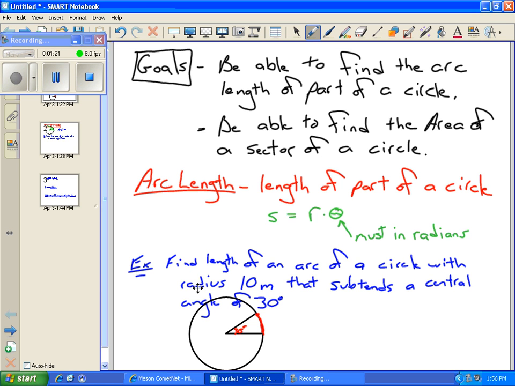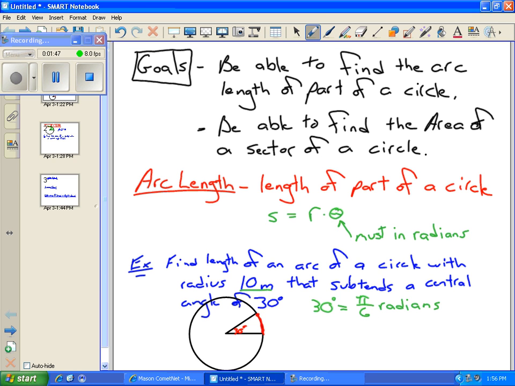Okay, so we're going to do this example down here. The question says find the length of an arc of a circle with a radius of 10 meters that subtends a central angle of 30 degrees. Well, 30 degrees, first thing we got to do is change that to radians. If you remember your unit circle, 30 degrees is equal to pi over 6 radians. So that's what we're going to have to plug into our formula here.